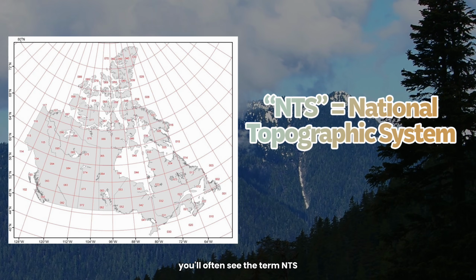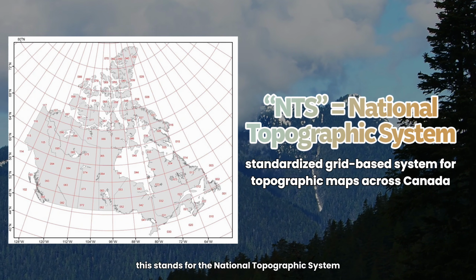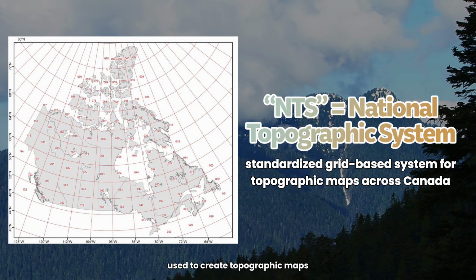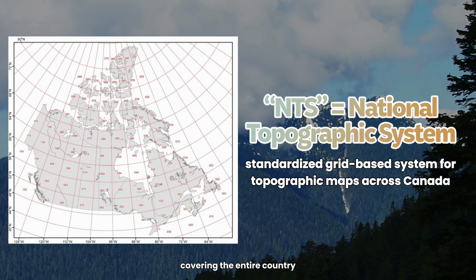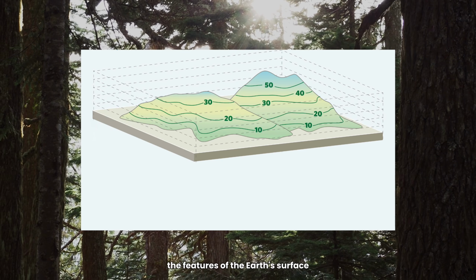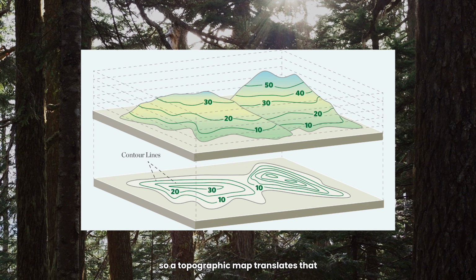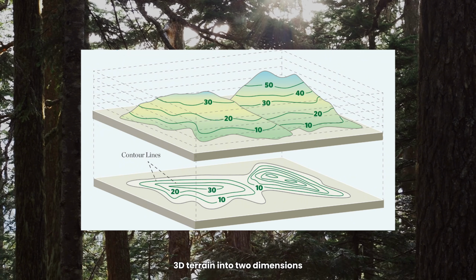In Canada, you'll often see the term NTS. This stands for the National Topographic System, which is a standardized grid-based system used to create topographic maps covering the entire country. Topography is a term that essentially represents the features of the Earth's surface, such as mountains, valleys, and roads, so a topographic map translates that 3D terrain into 2 dimensions.